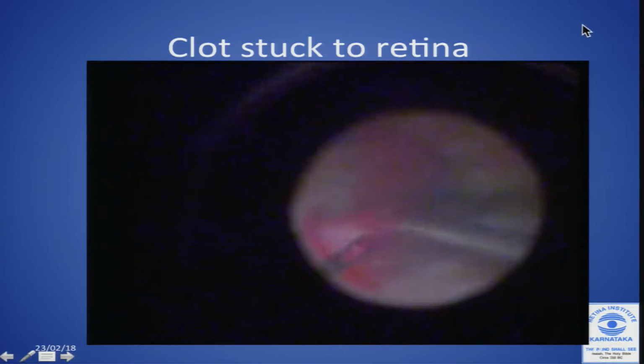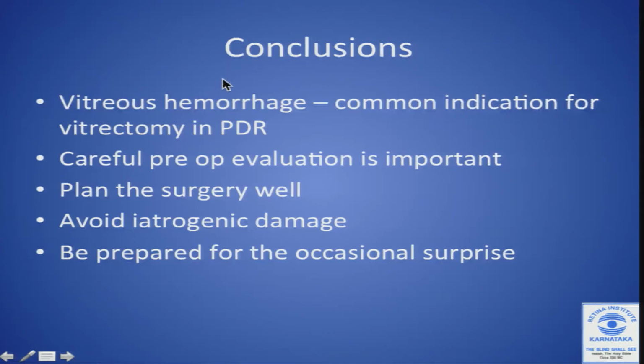So I think I'll stop at that and conclude that vitreous hemorrhage is a common indication for vitrectomy. A careful pre-op evaluation will go a long way in identifying some of these tough cases. We can plan the surgery well and avoid iatrogenic damage. Thank you very much.